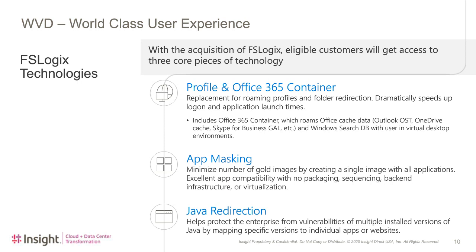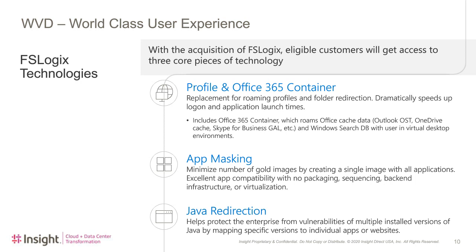Today we'll talk about it specifically in the WVD space, but essentially it's presenting three primary core areas of technology to the WVD space. And those areas are the containers, the application masking, and the Java version control. And so what FSLogix does is it essentially creates a container of the technology. So the most prominent one that's in use is the profile and Office 365 containers. And so I'll highlight that today just as an example of where that takes the user experience and brings it to an entirely different level for users as they are logging into the environment.